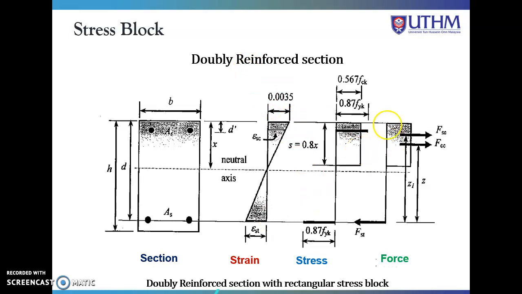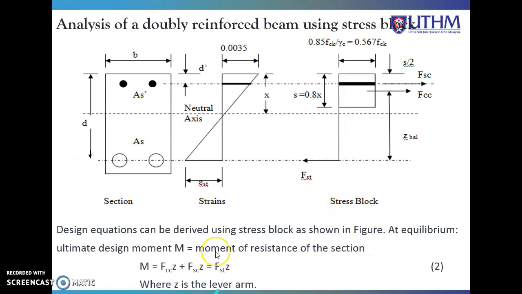And for doubly reinforced, in the compression part we will have two forces: the force coming from the steel in compression, and the second is the compression from the concrete. For calculating the moment at equilibrium, we will have the compression part equal to the tension side, which is Fsc times z plus Fcc times z is equal to Fst times z. So that means for the doubly reinforced, we will have two terms in the compression part, which are Fsc and Fcc. And Fst is only in the tensile region.